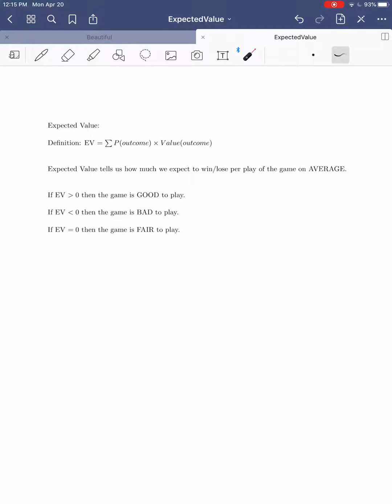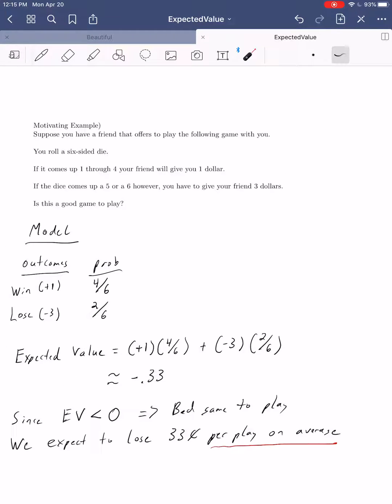Now, I want to make a couple quick mentions about this. First, in terms of good and bad, you have to realize that good and bad are going to be perspective driven. Let's take a moment and look back at the first example. In the first example, we calculated the expected value as negative 0.33 and used that to conclude that the game was bad to play. That's from our perspective, right? That's from our perspective that this is a bad game to play.